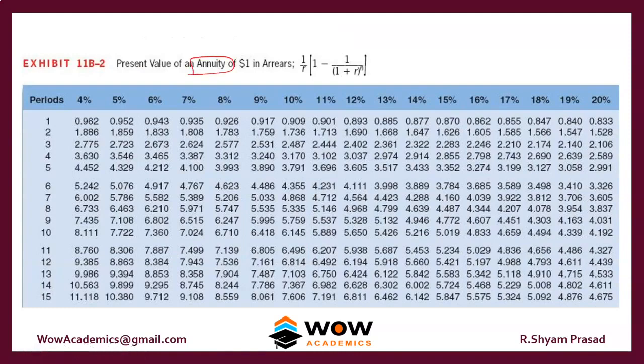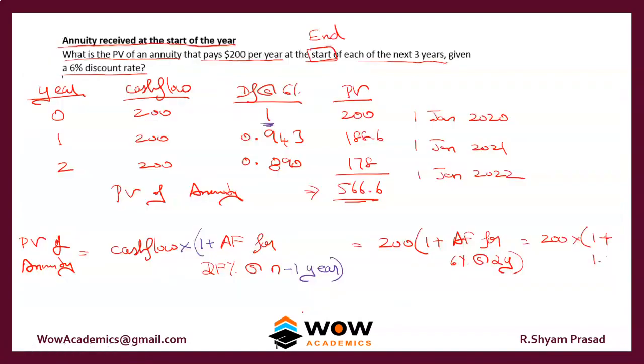We'll look at the same annuity table. So for 6% for 2 years, it is 1.833. So our number will become 200 into 2.833. So our answer will be 566.6. So if you see, this answer is similar to this answer, but this is a shorter approach.